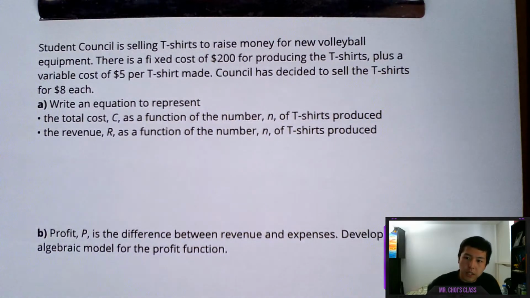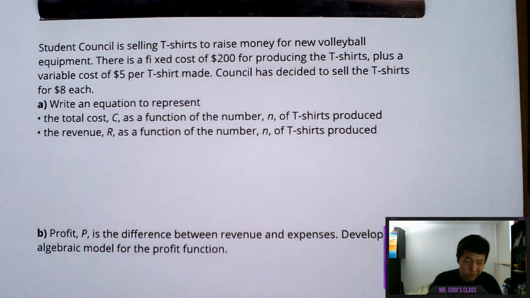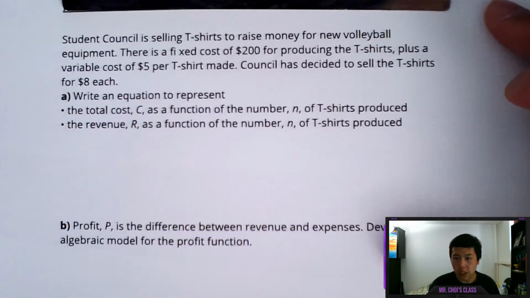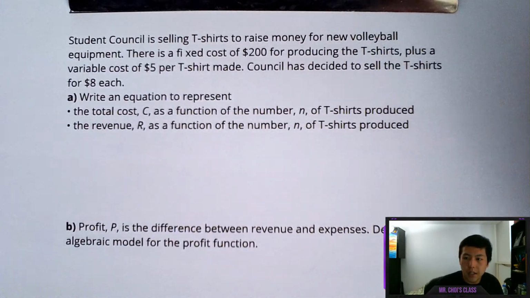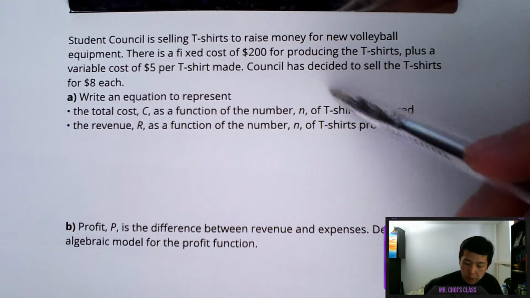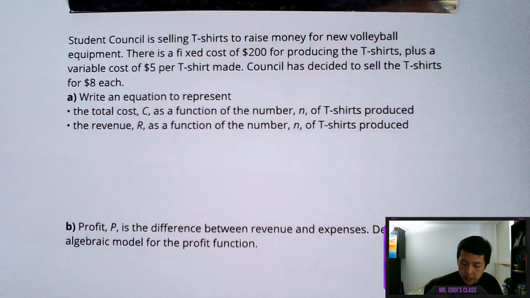The student council is selling t-shirts to raise money for new volleyball equipment. There's a fixed cost of $200 for producing the t-shirts, plus a variable cost of $5 per t-shirt made. Council has decided to sell the t-shirts for $8 each. So let's write an equation to represent C as total cost and R as revenue. Okay, pretty simple.